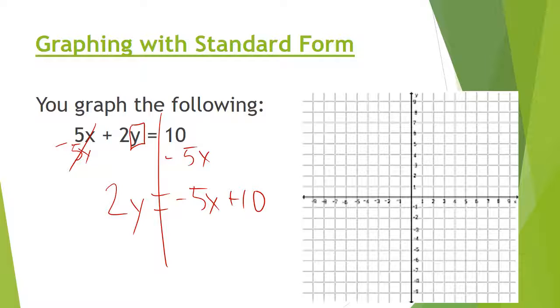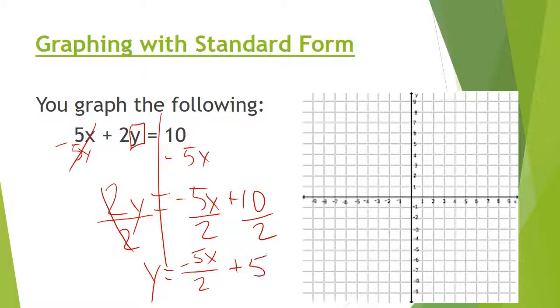I'm still not done because y is still not by itself. I got to get rid of this 2. Divide everything by 2. Now you want to leave slope as a fraction, so don't simplify this. Don't change it to 2.5. You want to keep it as negative 5x over 2. 10 divided by 2, that's a whole number, so I'll go ahead and make that 5. Circle it because it's done. Now I can graph it.